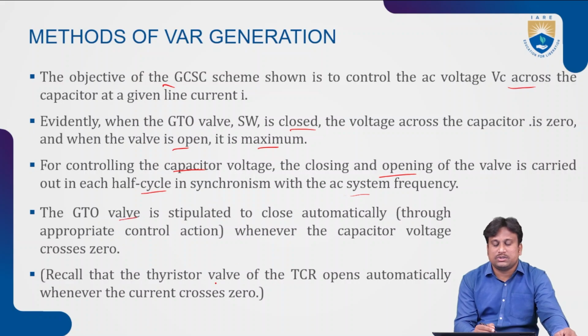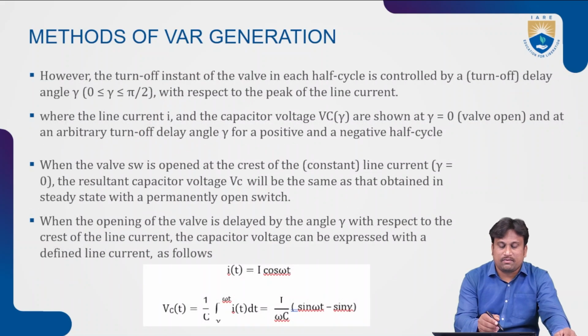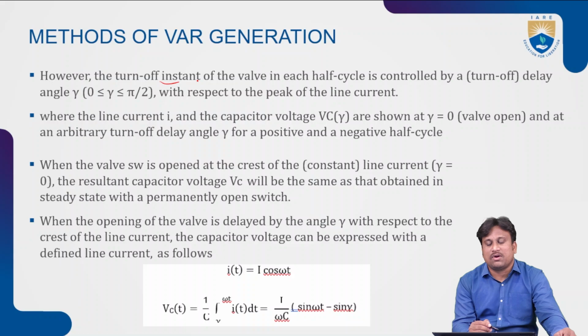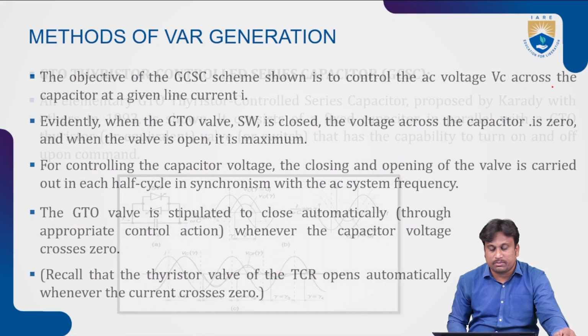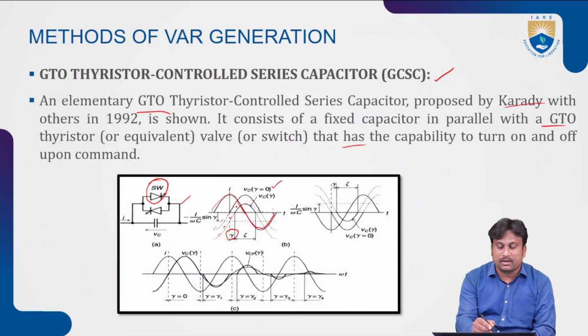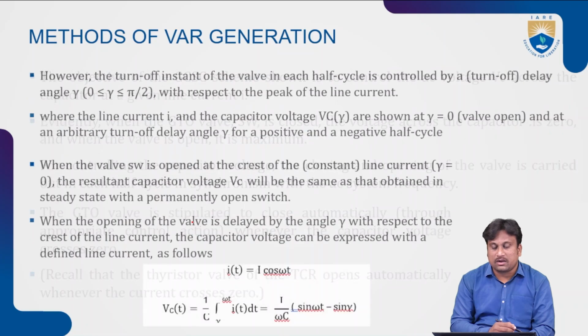The GTO valve is stipulated to close automatically through the appropriate control action. That means whenever the capacitor voltage crosses the 0 limit, the GTO valve closes. Here we recall the thyristor valve of the TCR, which opens automatically whenever the current crosses the 0 value. However, the turn off instant of the valve in each half cycle is controlled by a delay angle called gamma, represented here. This delay angle represents the thyristor turn off situation.